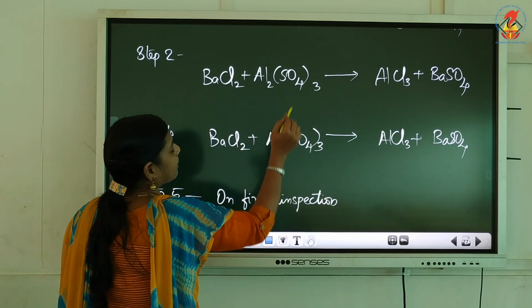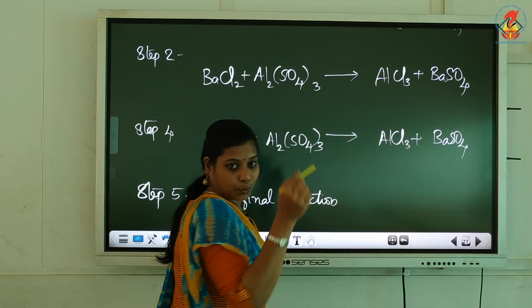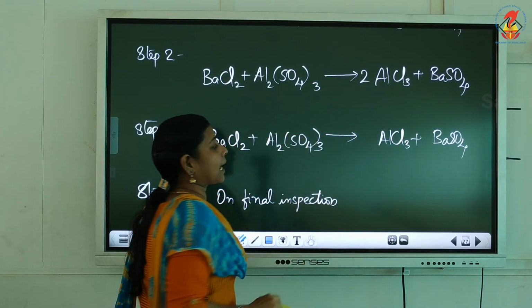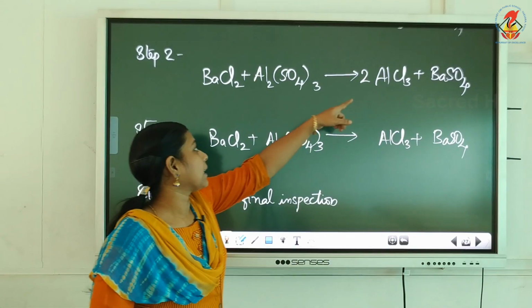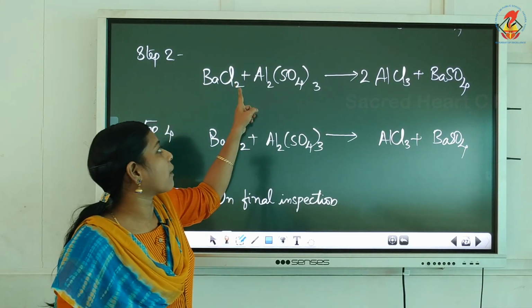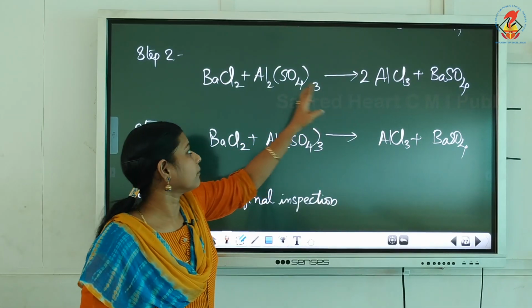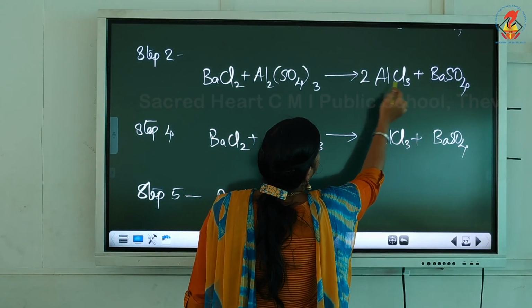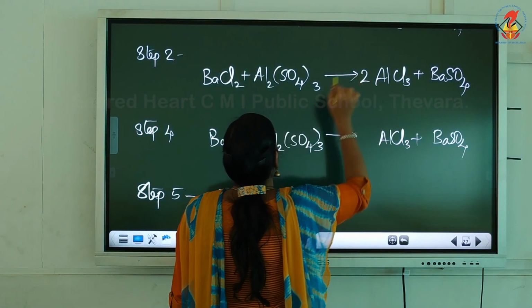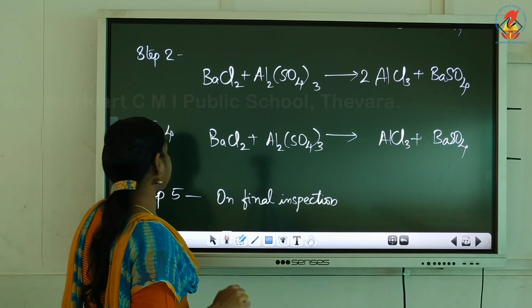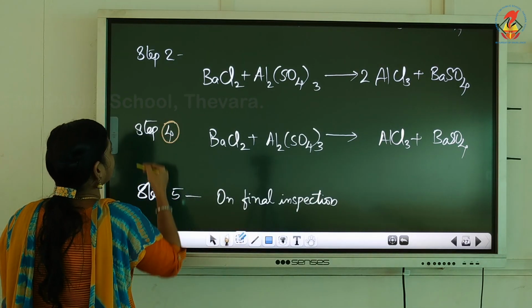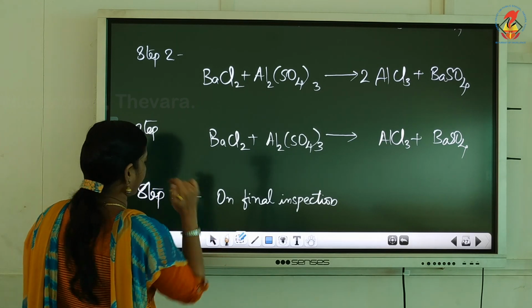So by multiplying the right side by 2, we can equate it. At that time the number of aluminum is found to be equal, 2Al and 2Al, but the number of chlorine then changes: 3 into 2, 6 chlorine is there. So in the next step, we have to equate that chlorine.